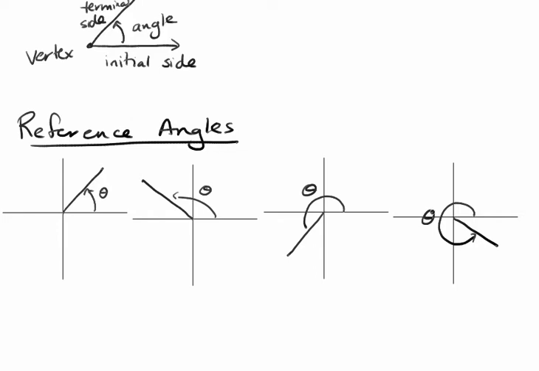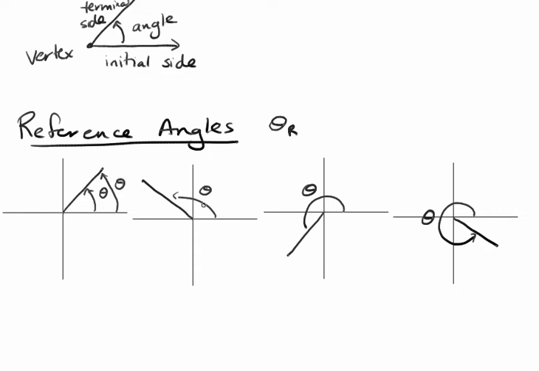A reference angle is a positive acute angle formed by the terminal side of whatever our theta is and the x-axis. For example, I'm going to refer to my reference angle as theta r. Again, it's formed with the terminal side, and it is a positive, acute angle. Positive means it's going in this direction, and that's theta.